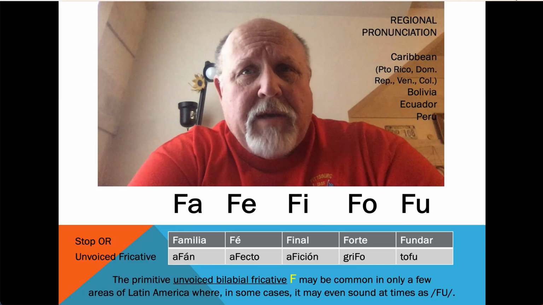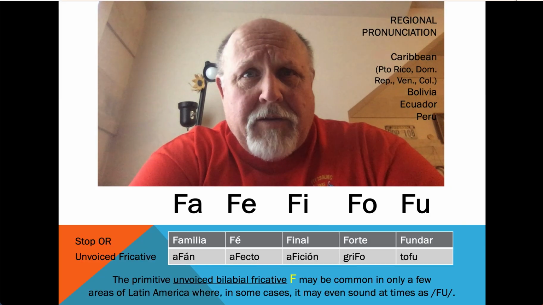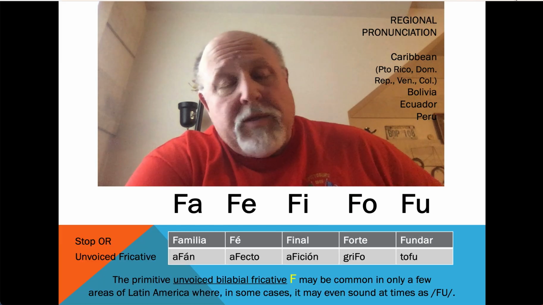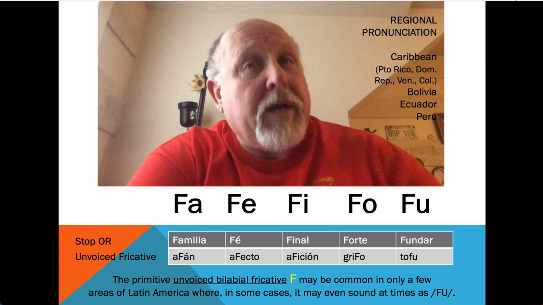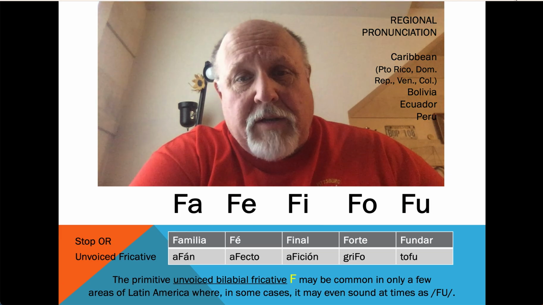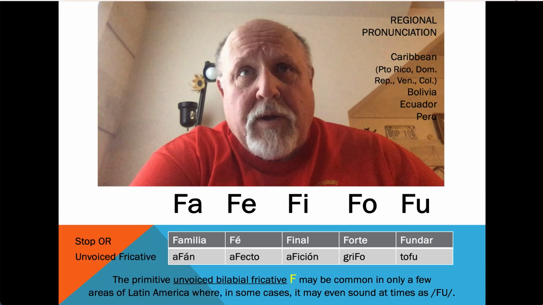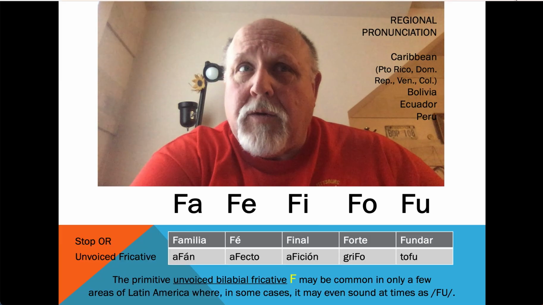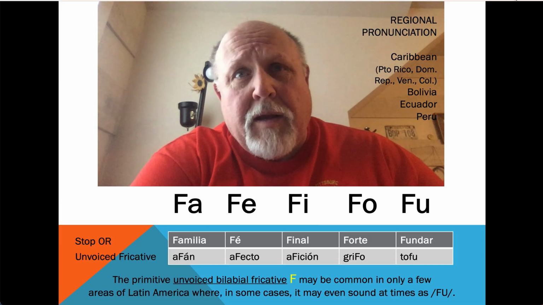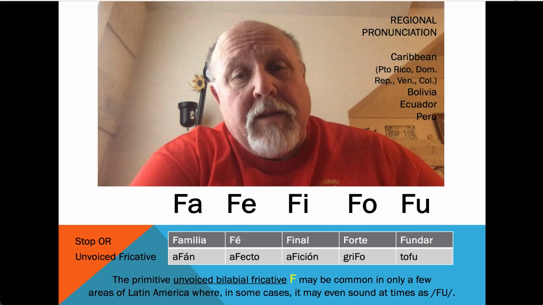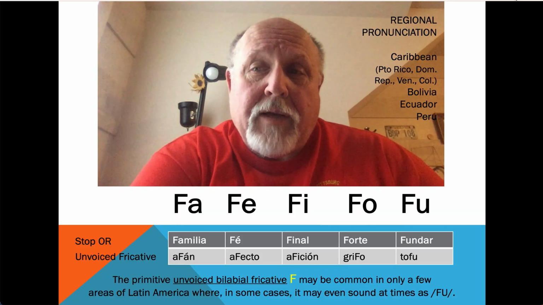But when you're speaking faster and you're just not isolating the word, the tendency to be an unvoiced bilabial fricative may be greater. So instead of just saying familia, if you were to say estuve en una familia, there you've got una familia, and it's surrounded by other vowels and consonants. The fricative might happen more often than you think.